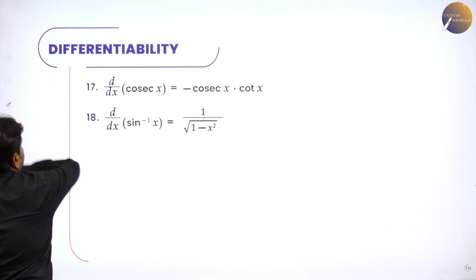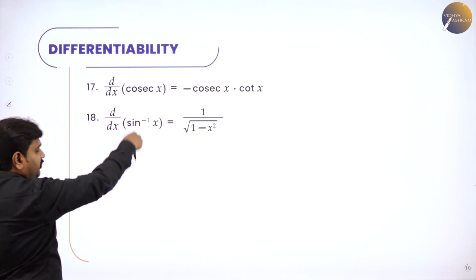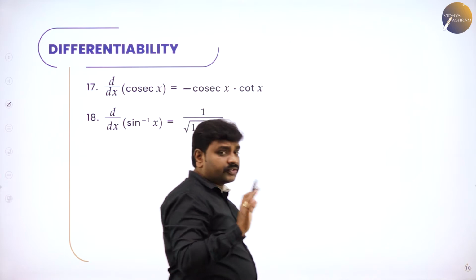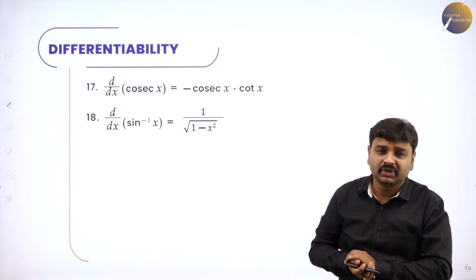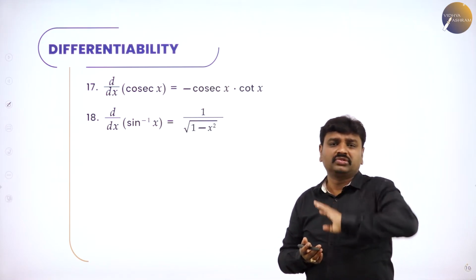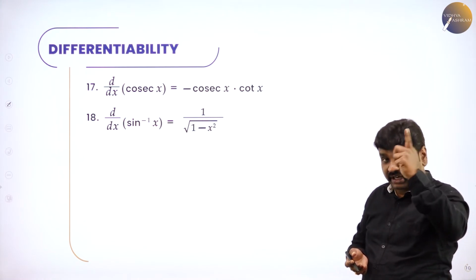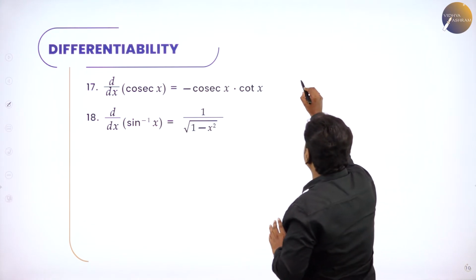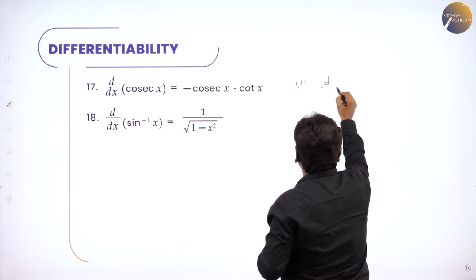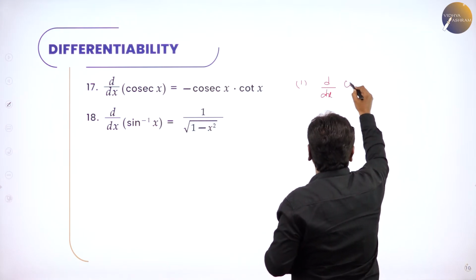Now I'll go ahead with an interesting concept. The same thing I've written here. So now observe the rules first. Three simple basic rules I'll teach you. The first I gave as a formula. The first thing is the derivative, d by dx of a constant.